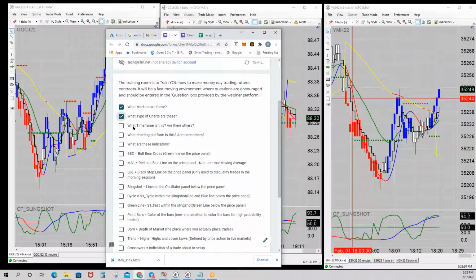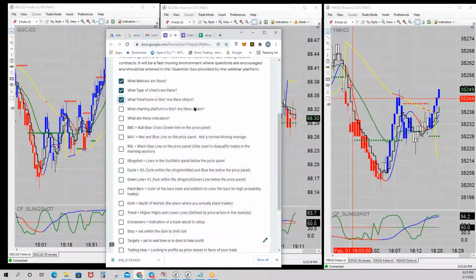The time frame, I just went through all that. Are there others? Yes, of course there are others. What type of charting platform is this? This is DT Pro, all right? That's Daniel's Trading.